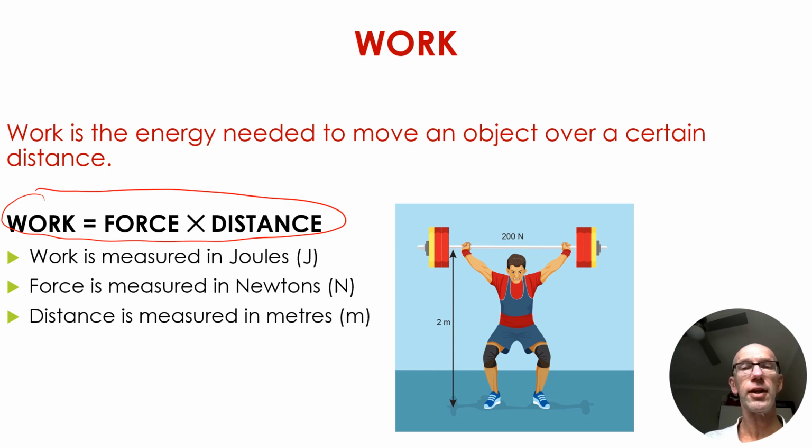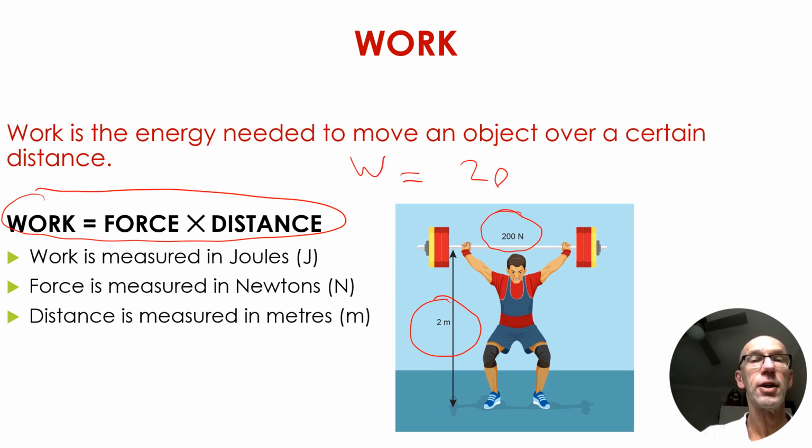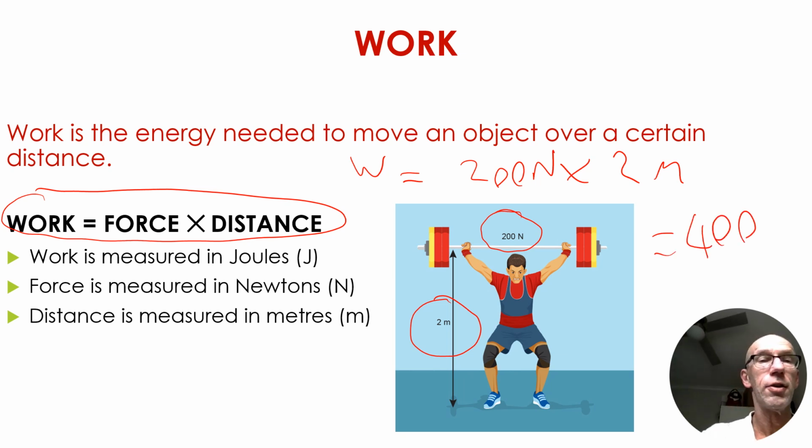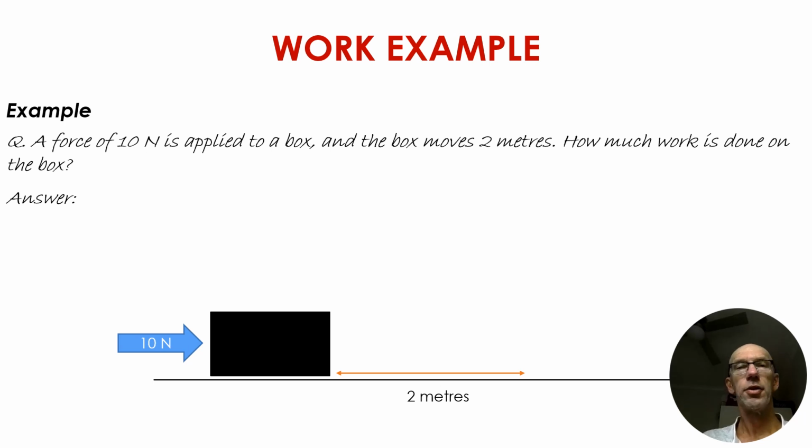So if we look at this weightlifter here, we've got a force of 200 newtons. We've got a distance, we're trying to lift it, clean and jerk over a head or a snatch. And so therefore we've got work equals 200 newtons times 2 meters equals 400, and the units we'll use is joules. Let's look at another example.